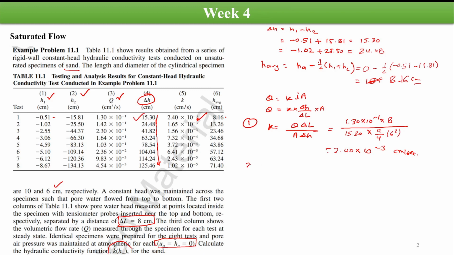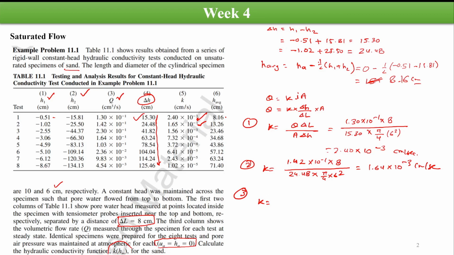Similarly, you can do it for the second test. For the second test, the value of Q is given as 1.42 into 10 to the power minus 1. Delta L is given as 8 centimeters, which will be divided by the delta H value. Delta H is 24.48, multiplied by the area, that is pi by 4 into 6 squared. Let's calculate this one also. Here we are getting a value of 1.64 into 10 to the power minus 3 centimeters per second.